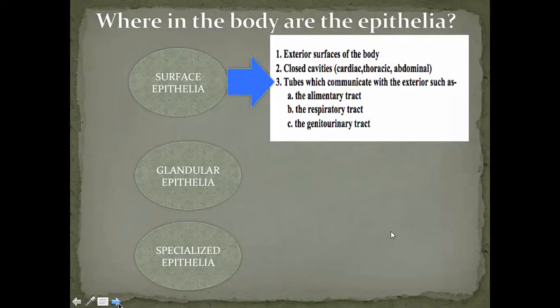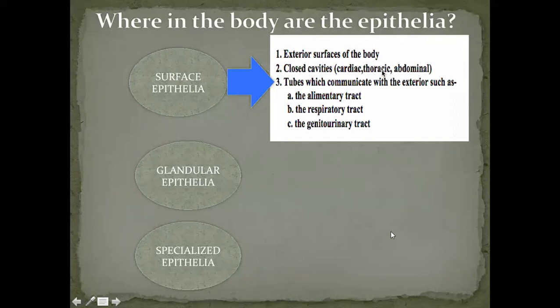Another is that they are also found in the closed cavities. When you say closed cavities, those covering the heart, those covering the thoracic cavity, and those covering the abdomen. This is also called the pericardial tissue, the peritoneal tissue, and the thoracic cavity lining.